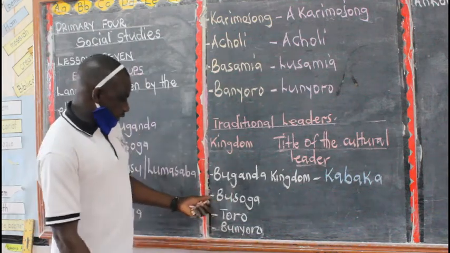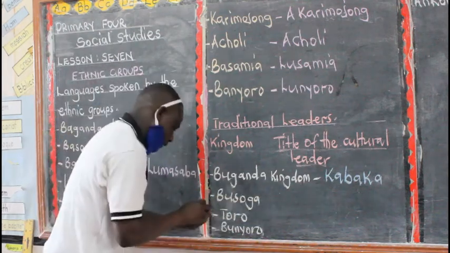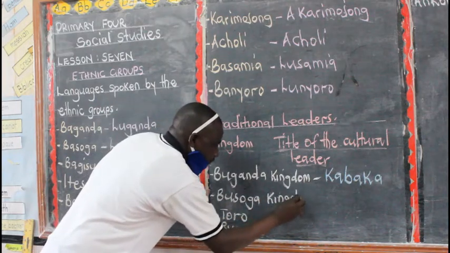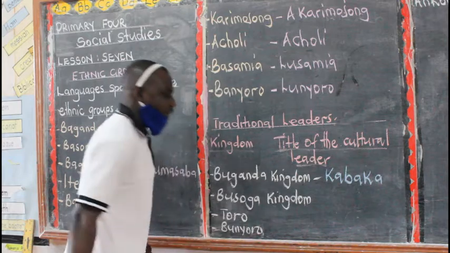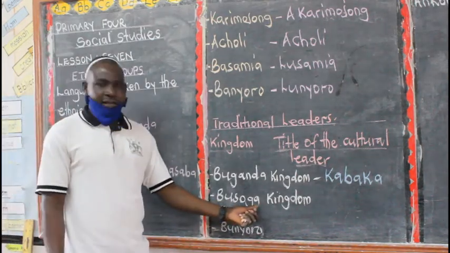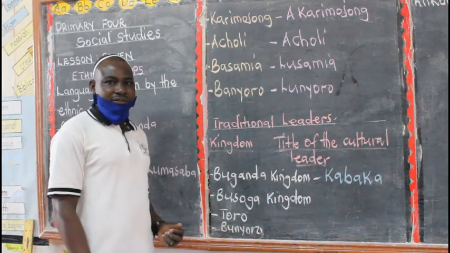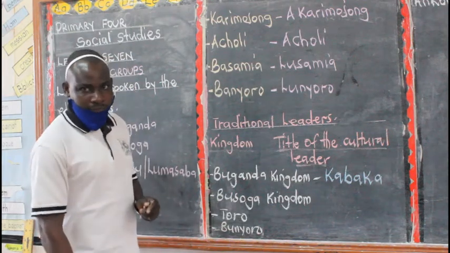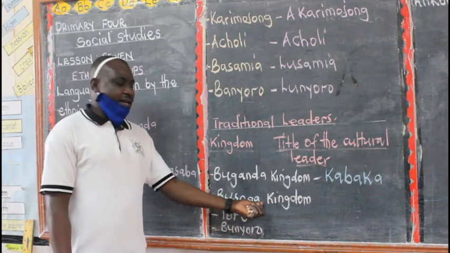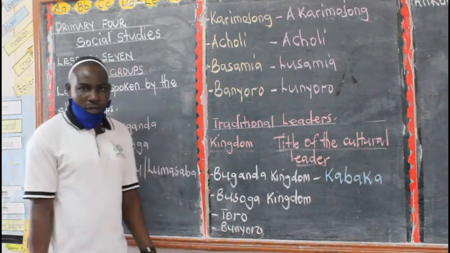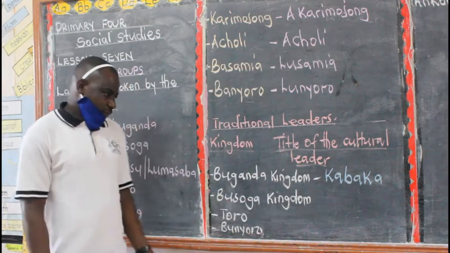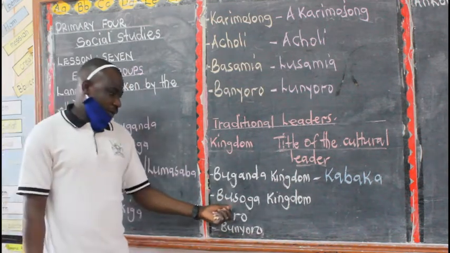Then we have the second kingdom, and that's Busoga kingdom. Remember, Busoga kingdom began as a chiefdom. A chiefdom is an area ruled by a chief. So Busoga kingdom began as a chiefdom, then later it became a kingdom. Where do we find Busoga kingdom? In the eastern part of Uganda.